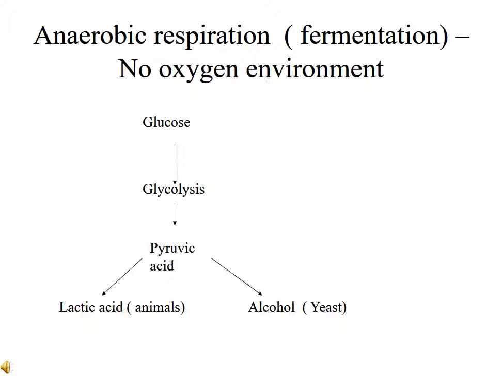So this is basically the process of fermentation. Alcohol production, lactic acid production. When milk goes bad, we have lactic acid production. When we want to produce beer, wine, and so on, we go through a process of fermentation where alcohol is produced.